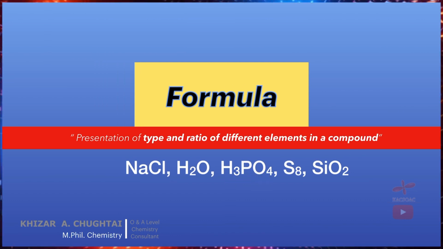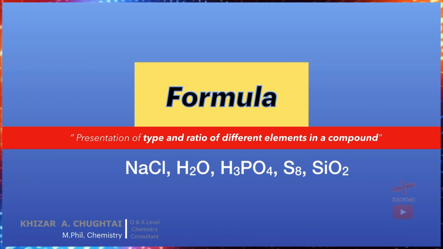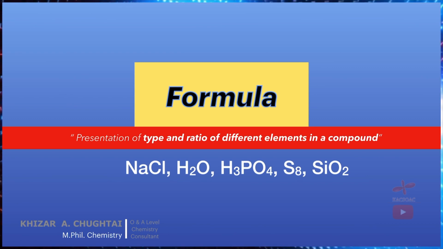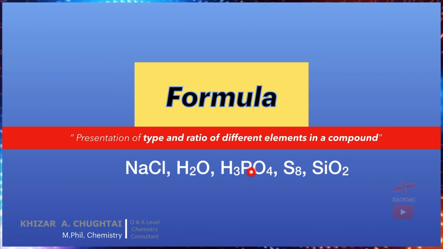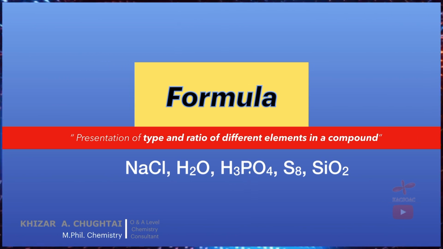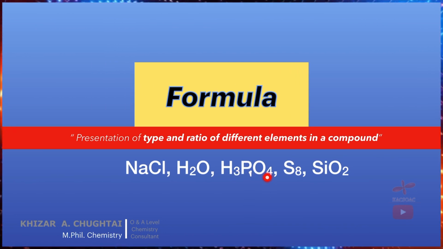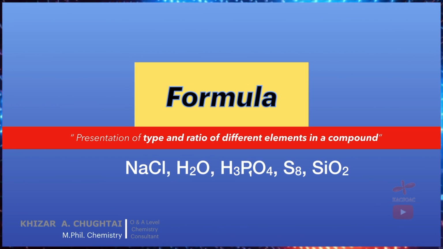H3PO4, that is phosphoric acid, a covalent molecule. And here you can see three different elements: hydrogen, phosphorus, oxygen. And the ratio is 3:1, you can write 1 over here, and 4. So a 3:1:4 ratio of these elements is lying in this formula.